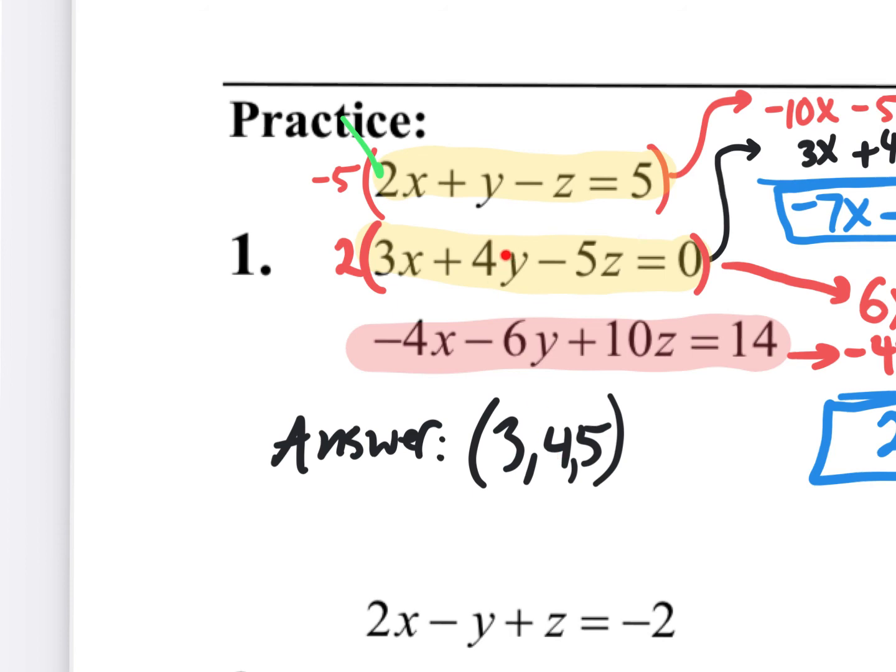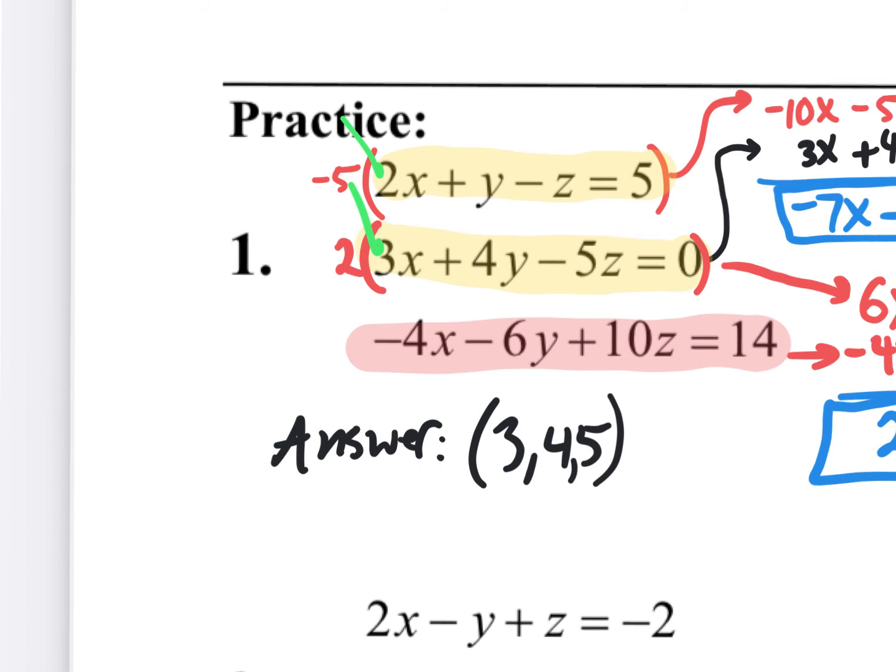4 times 4 is 16. 9 plus 16 is what? 25. And of course I say use a calculator so you don't mess up, right? 25 minus 5 times z. 5 times 5, so you have 25 minus 25 because 5 times 5 is 25. That is 0. Check the second one.